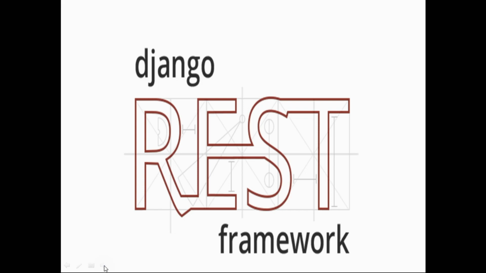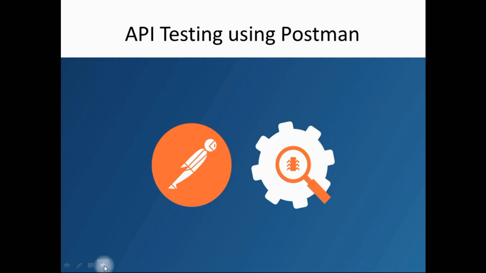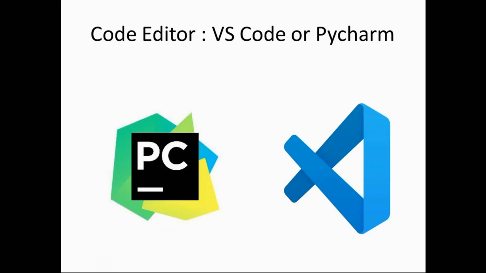In this course, we are going to build complete authentication REST API in Django. And after that, we test our API with Postman. Before you go ahead, I want to tell you it's not a beginner course. You need a basic understanding of Django and REST API to get started.